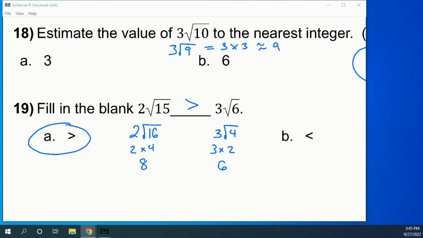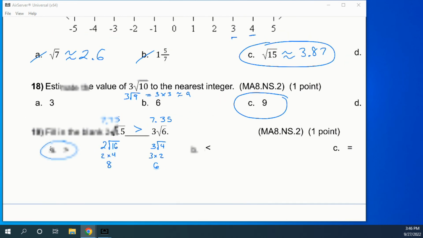I'm going to use my calculator to double check myself here. So this is about 7.75. 3 square root of 6 is about 7.35. So it's actually closer than I expected, just with my estimations. But it is still true. 2 square root of 5 is greater than, or sorry, 3 times the square root of 6. I got exponents on the mind. That takes care of number 2.